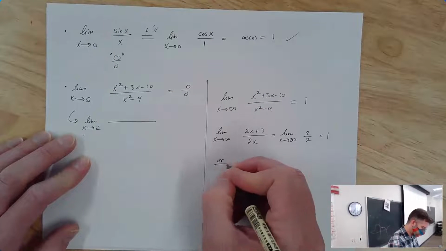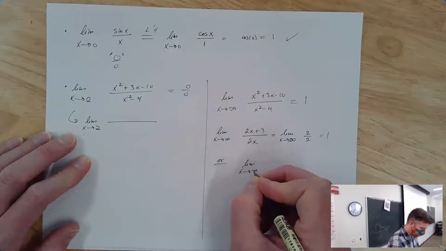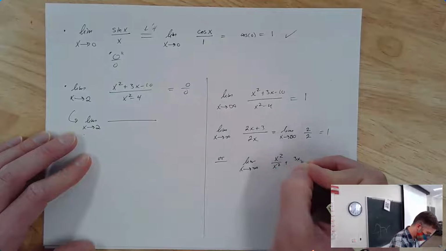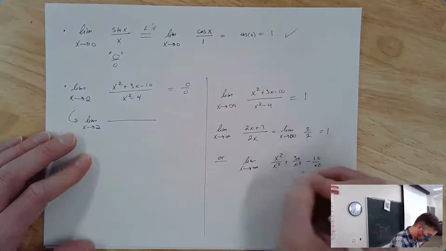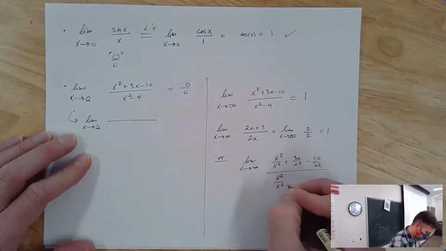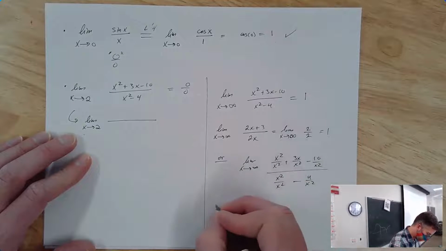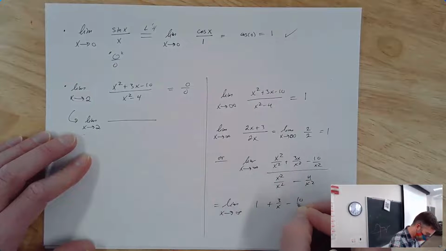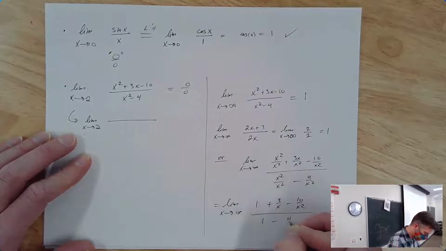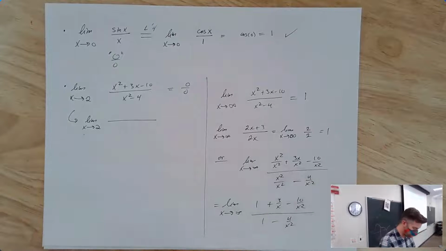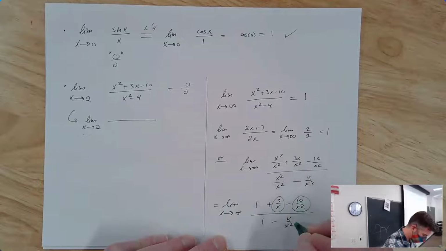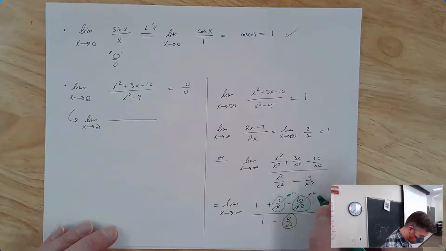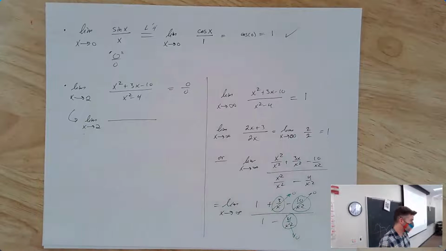Or you could do it the old school way and divide everything by the biggest power of x and get x squared over x squared plus 3x over x squared minus 10 over x squared, all over x squared over x squared minus 4 over x squared. If we simplify that, you get 1 plus 3 over x minus 10 over x squared, over 1 minus 4. That's a lot of work, right? But since x is going to infinity, all these things are going to be very small. So we're left with 1 over 1.